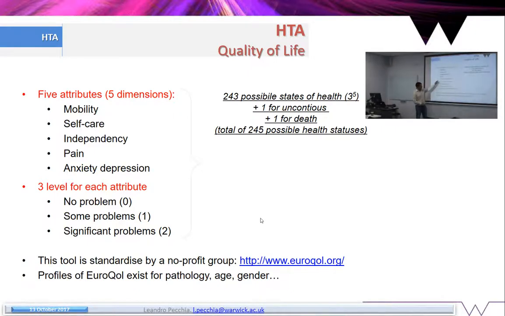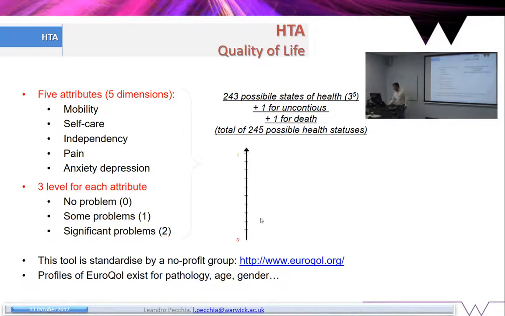If you work out the math, you understand that 3 to the 5th power is giving you all the possible levels of health that you can measure with this approach. Plus 2 states: unconscious, the guy can't answer; dead, the guy will never be able to answer anymore. So altogether, this is giving you a scale of 245 possible health statuses, which go from 0, no problem at all, in any of those dimensions, to the worst situation in which I have significant problems in all those dimensions.